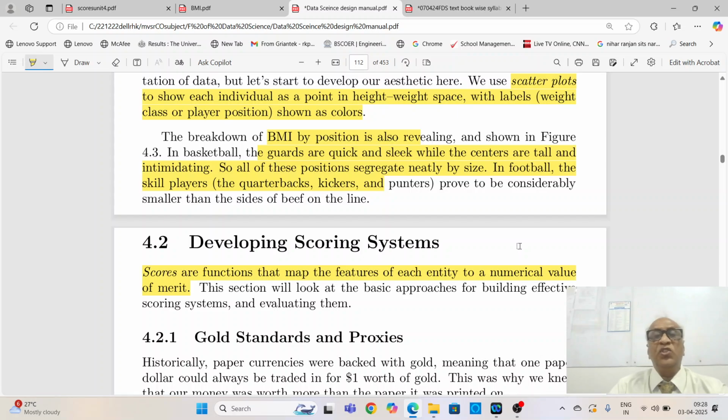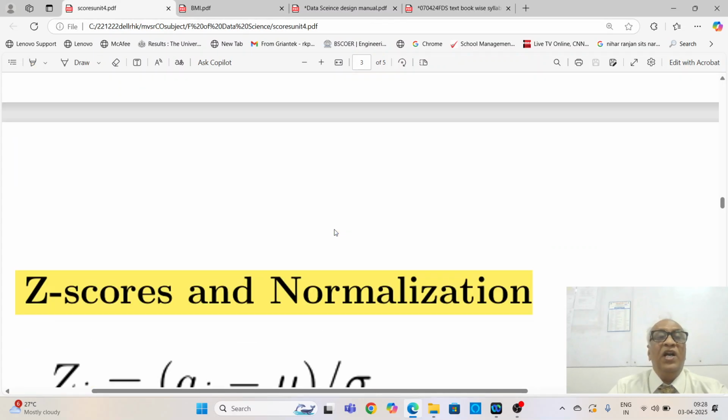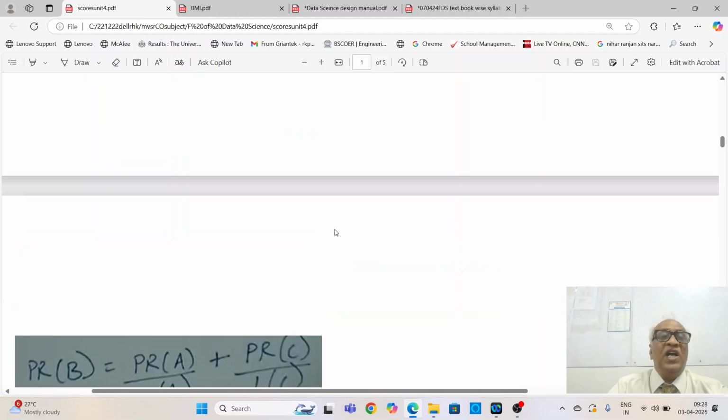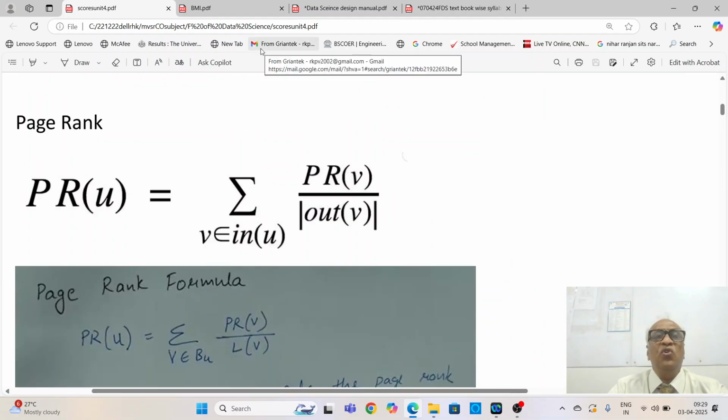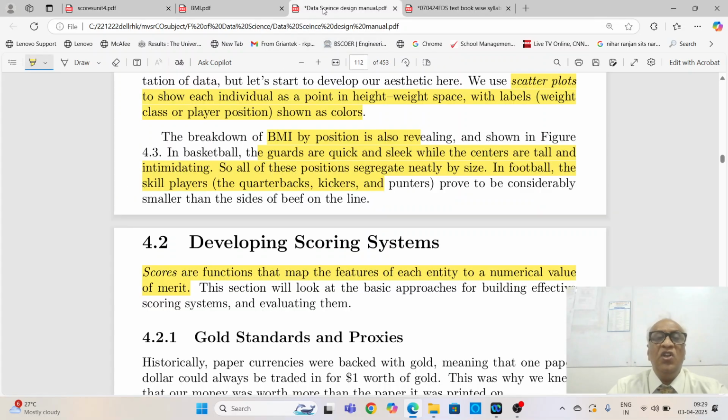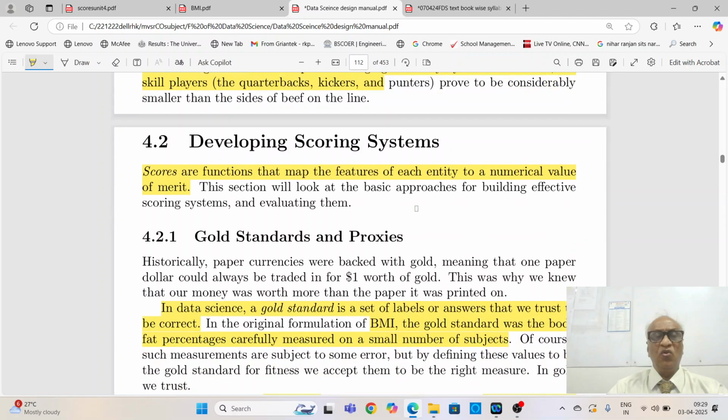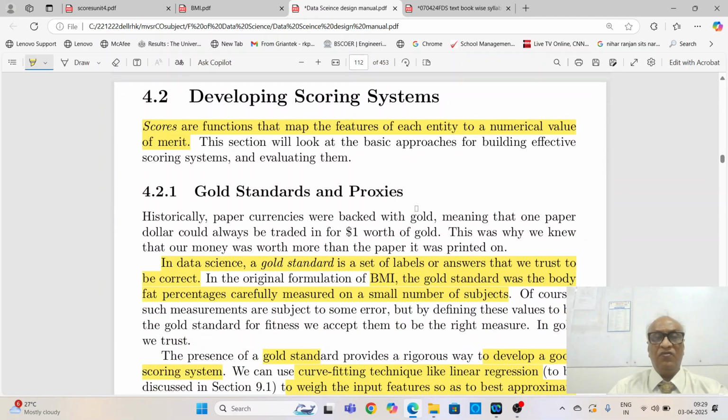Now, how do I develop a scoring system? I have seen various scores. Which scores have I seen? I have seen BMI, I have seen a Z score, I have seen page rank. There can be many more also, like Elo ranking for chess. But how do I develop a scoring system? As such, there is no gold standard for developing a scoring system.